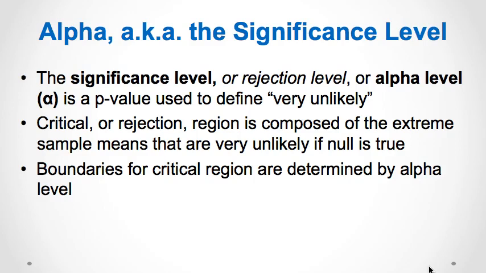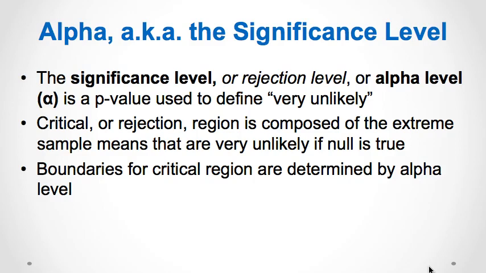The p-value is the probability of finding the observed or more extreme results when the null hypothesis is true. Alpha is a p-value used to define very unlikely events or outcomes.